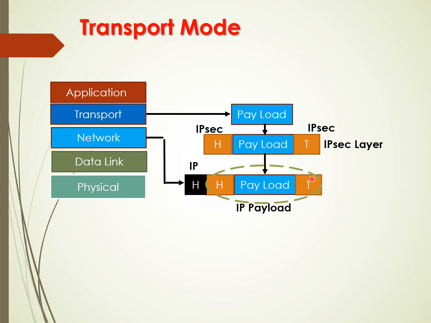The payload, header and trailer are encapsulated, that is, encrypted. But what is not encrypted? The IP header. This is not encrypted, so it is not encapsulated and not included in the green circle. This is how we can see the transport mode payload process.